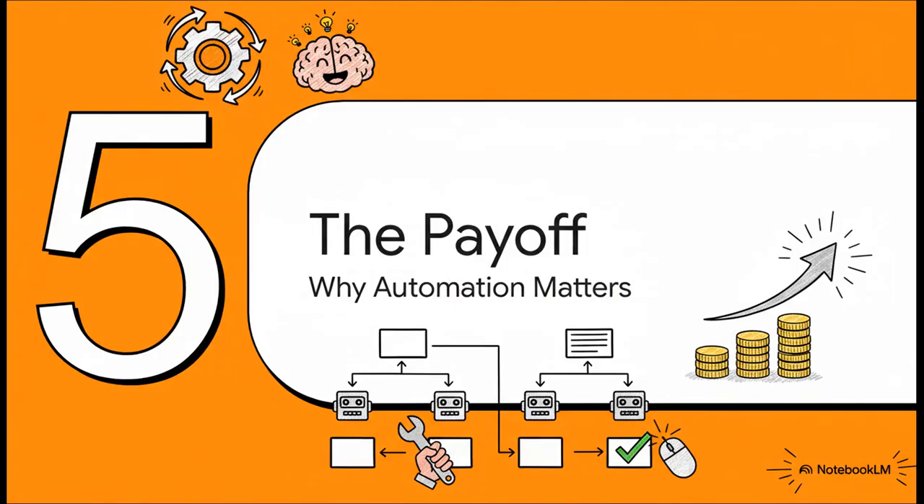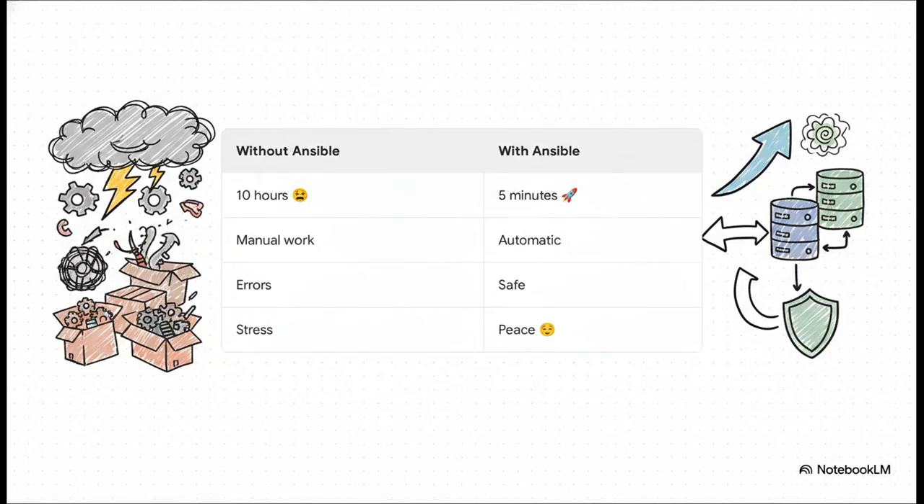Okay, we've covered the what and the how. We've got the analogies, we've seen the structure, but let's talk about the why. What is the real, tangible payoff for all this? Let's talk about the incredible, mind-blowing result of automation. This right here is where it all pays off.